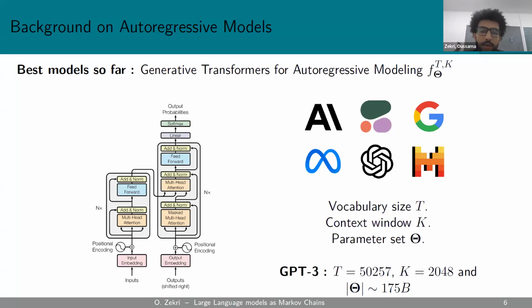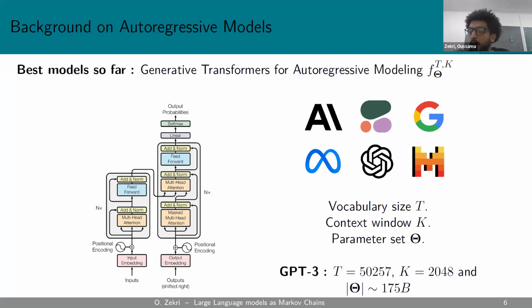Our goal is to formalize this. With this aim in mind, I will introduce some parameters related to this model. You know that these models take a kind of vocabulary space of size T.